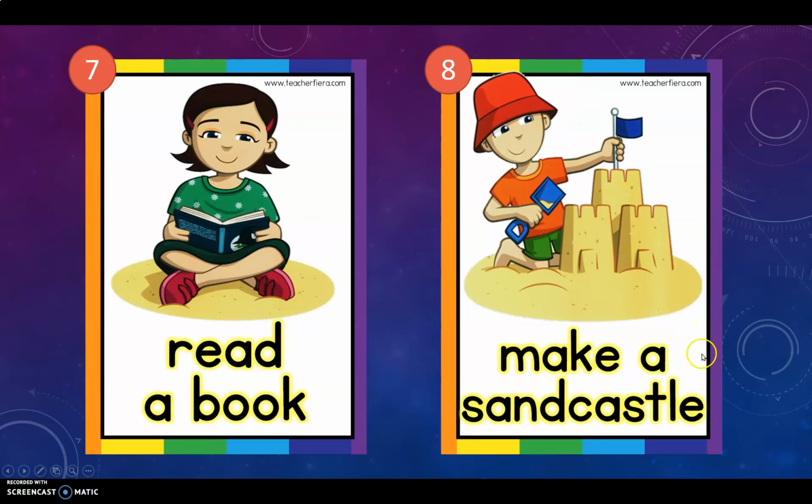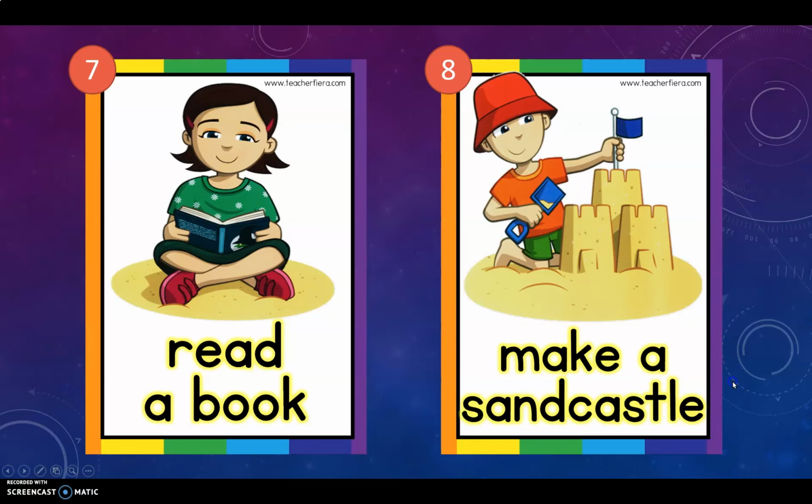Last picture is make a sandcastle. Say after me everyone. Make a sandcastle. Okay, good. What is make a sandcastle? Membina istana pasir. So we have 8 pictures with words. I hope you can repeat reading all the words, all the phrases given.